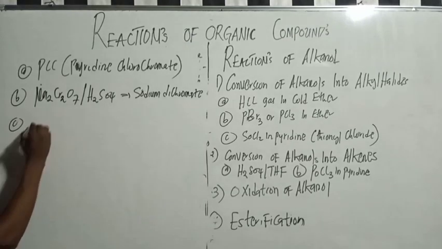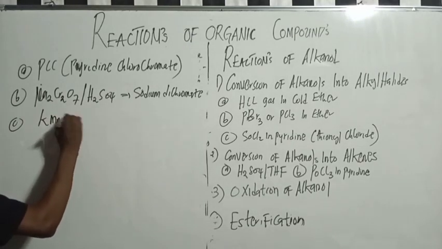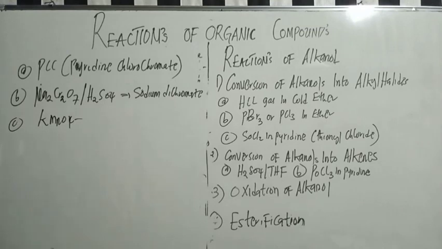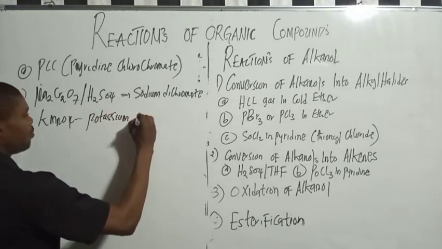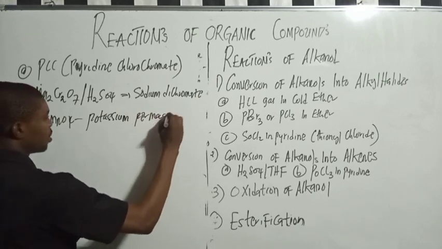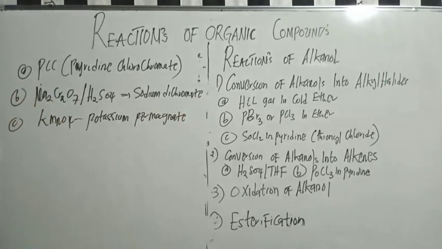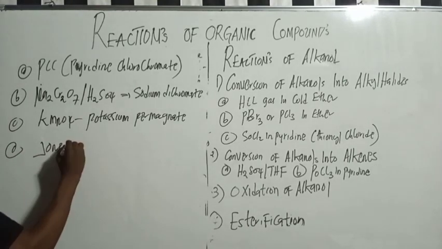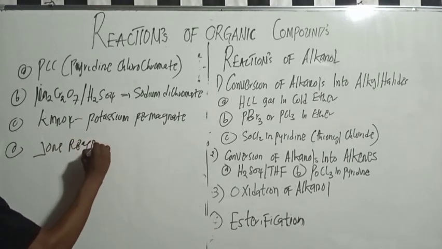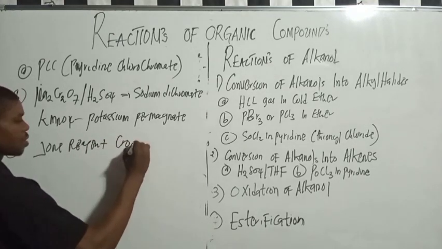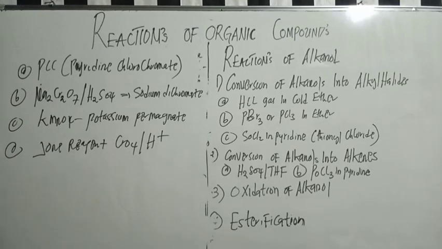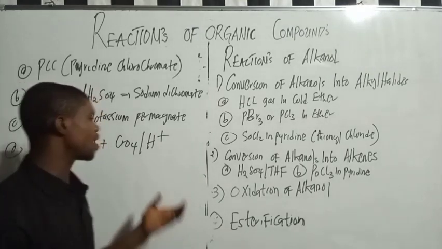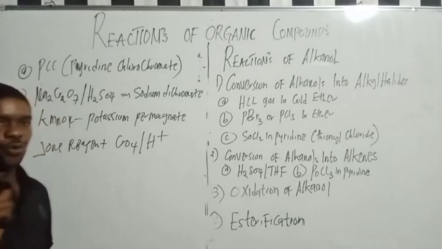Here we have KMnO4. It's okay. And this one is potassium permanganate. Potassium permanganate. The C is called Jones reagent. And Jones reagent is chromate with H plus. So these are the possible oxidizing agents we have.